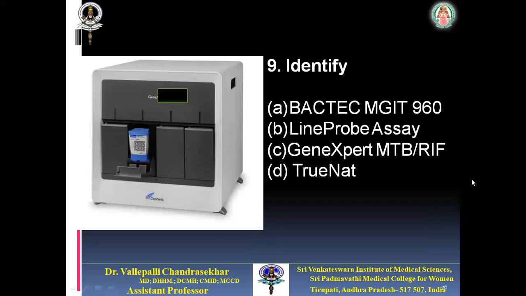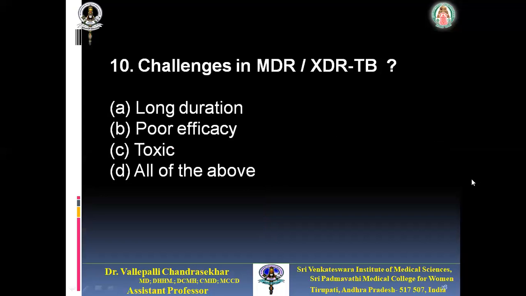So identify this instrument. GeneXpert. Yes, this is GeneXpert. That is CBNAAT, also called CBNAAT. In the TrueNat, we are using some small chip. This is GeneXpert or CBNAAT you can also say, because this is a cartridge, what you are seeing, the blue colour one. Cartridge-based nucleic acid amplification test. This is a very important short note for your final exam.